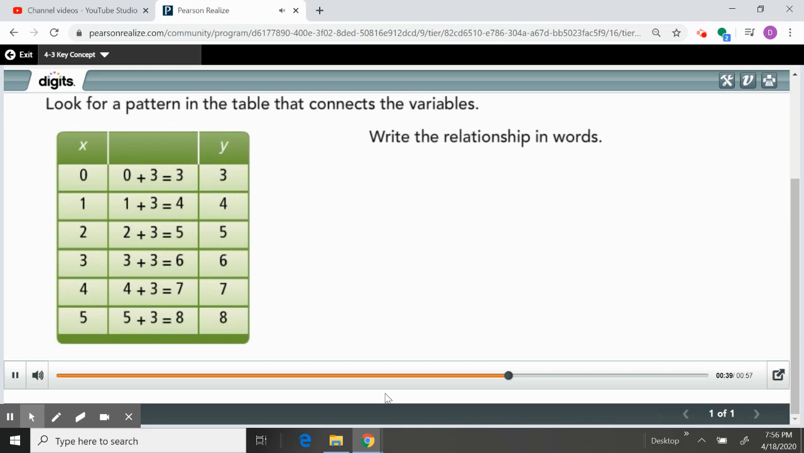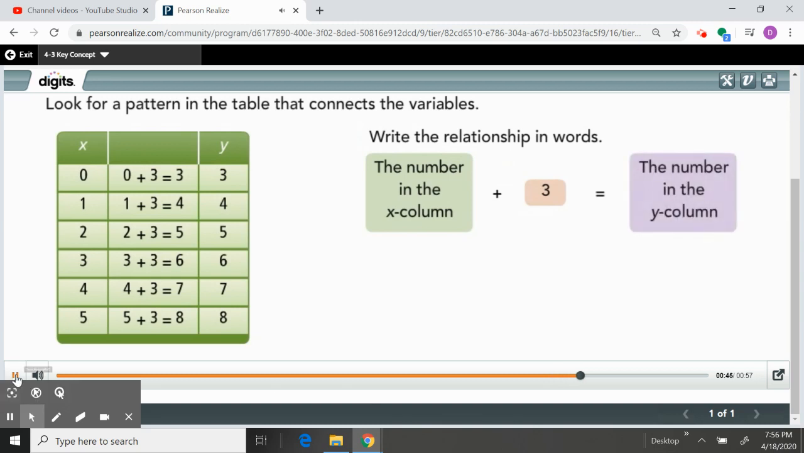Write the relationship in words. The number in the x column plus 3 equals the number in the y column. Okay, so that's what Mr. Leary just told you. The number in the x column plus 3 gives you the y column.